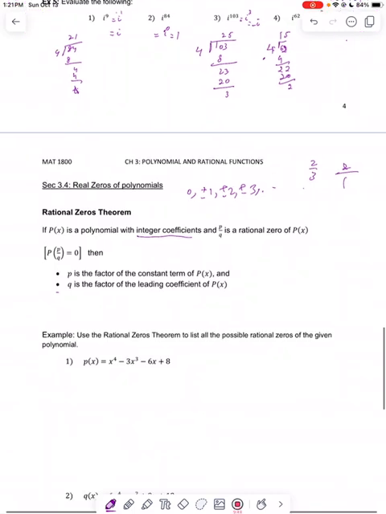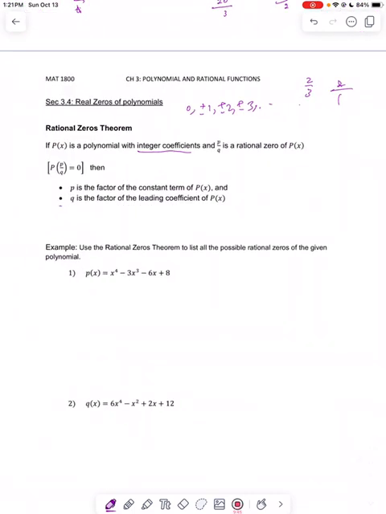What do we mean? In general, we write our polynomial of degree n like this: a sub n x to the n plus a sub n minus 1 x to the n minus 1 plus dot dot dot plus a sub 1 x plus a sub 0. So this is the constant term, and you can use a sub 0 wherever you mention the constant term, and this will be the leading coefficient, a sub n.